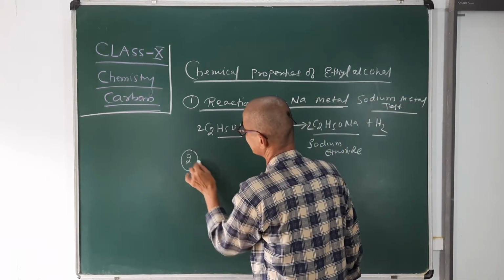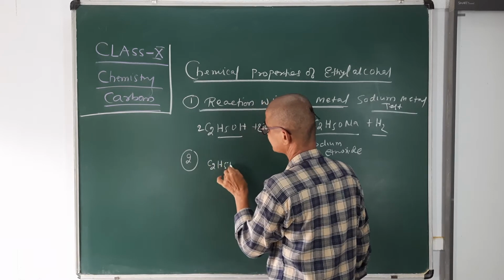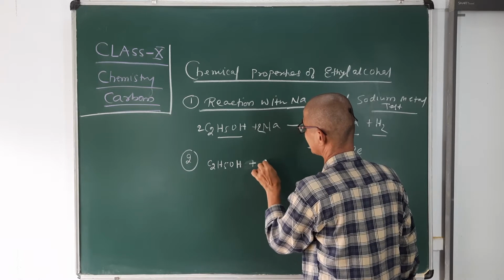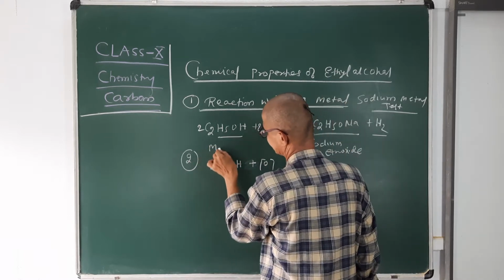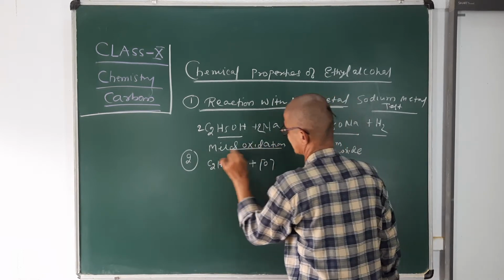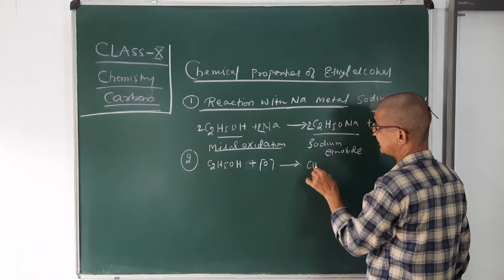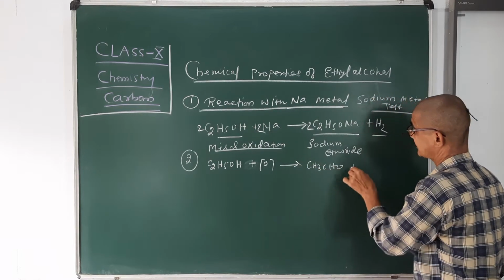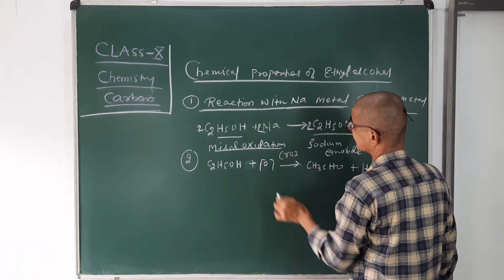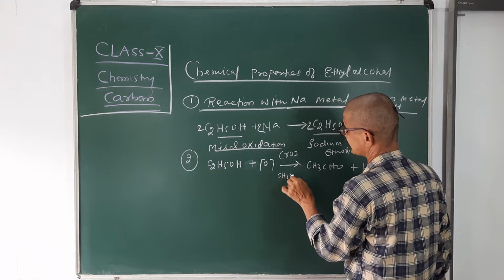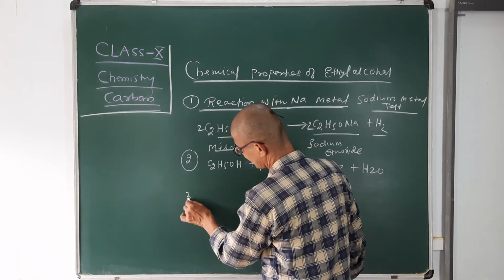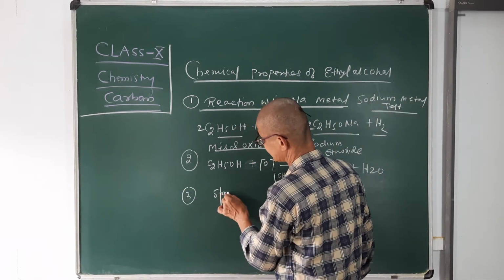Another reaction is when ethyl alcohol undergoes mild oxidation to form acetaldehyde and water. The mild oxidizing agent is chromium oxide in acetic acid solution. We will get acetaldehyde.